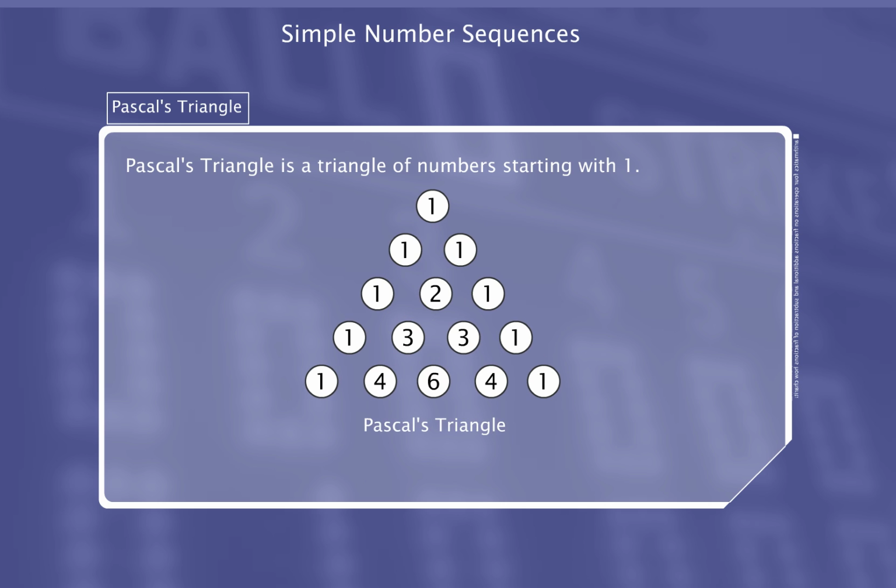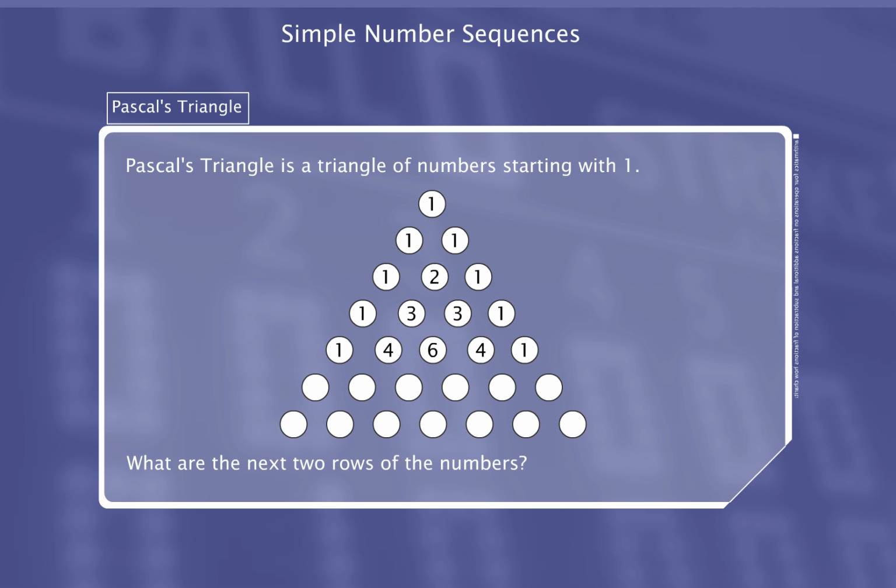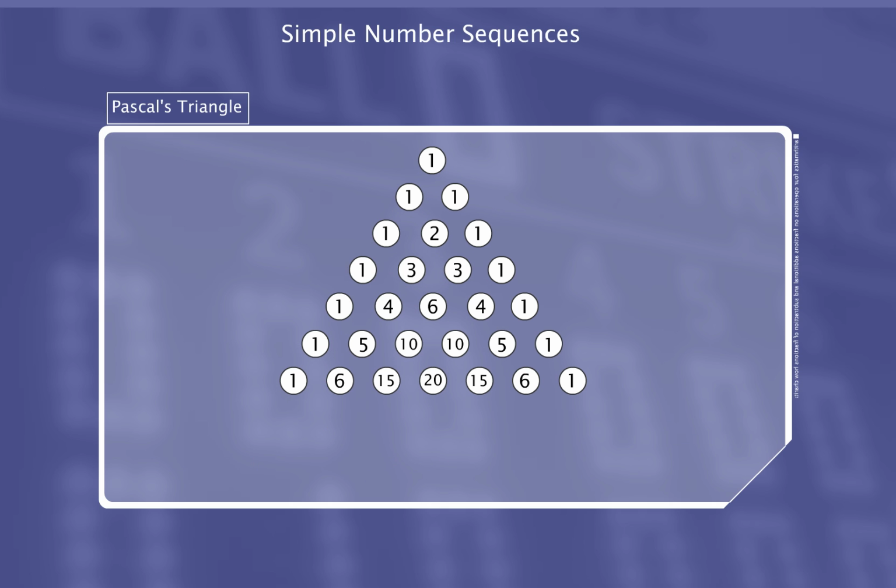Pascal's triangle is a triangle of numbers starting with 1. What are the next two rows of the numbers? Do you know we can find number sequences in Pascal's triangle?